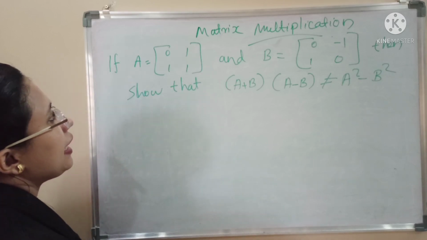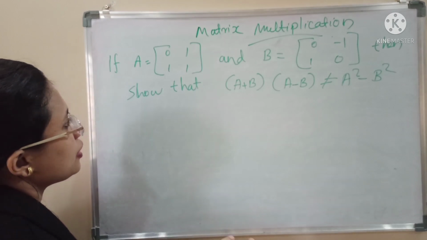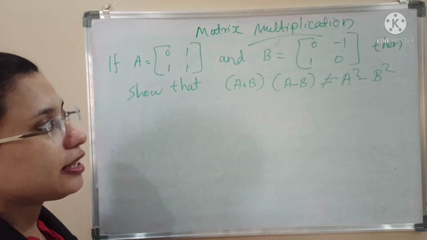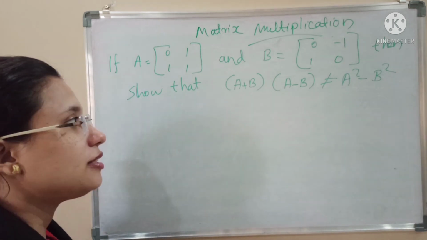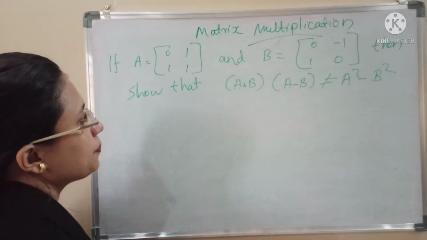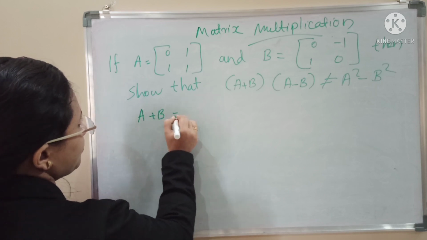Here, if A equals a matrix and B equals another matrix, then show that (A plus B) into (A minus B) is not equal to A square minus B square. So we have a lot of multiplications here. So let's start. A plus B.